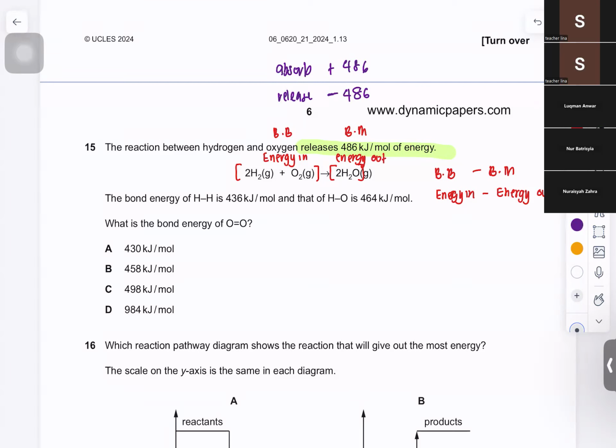Okay. Right. So bond energy H. So you need to open it. 2H and H plus O2. Some students say, teacher, I don't know how to open it. How? Sometimes people are shy.